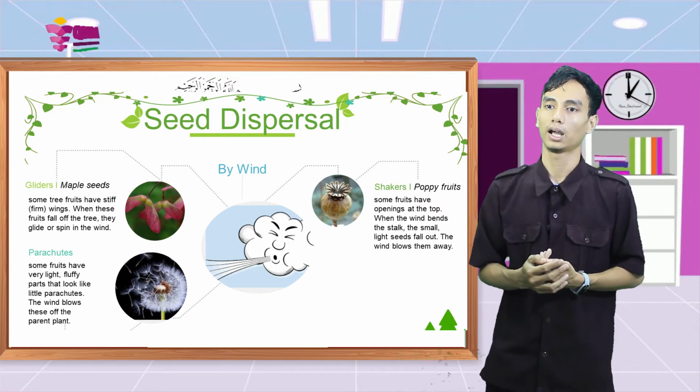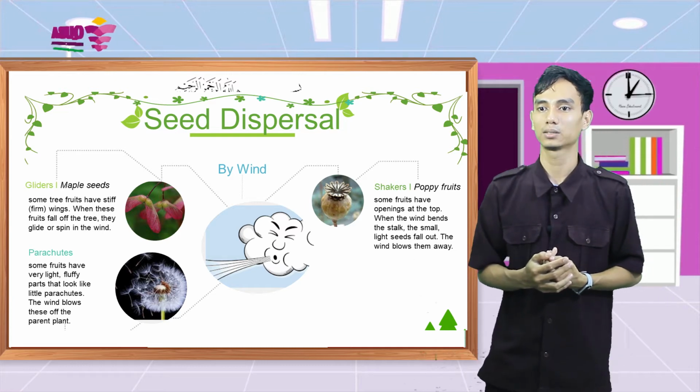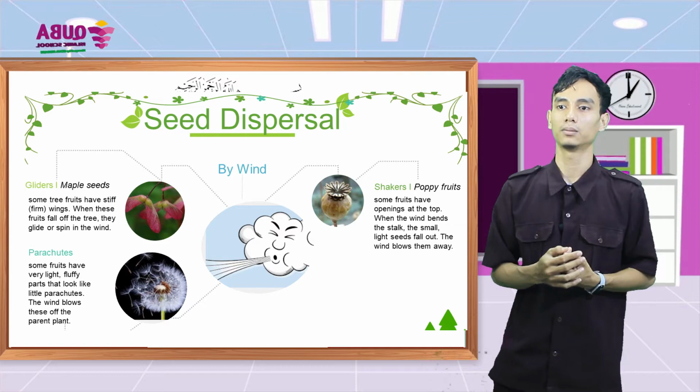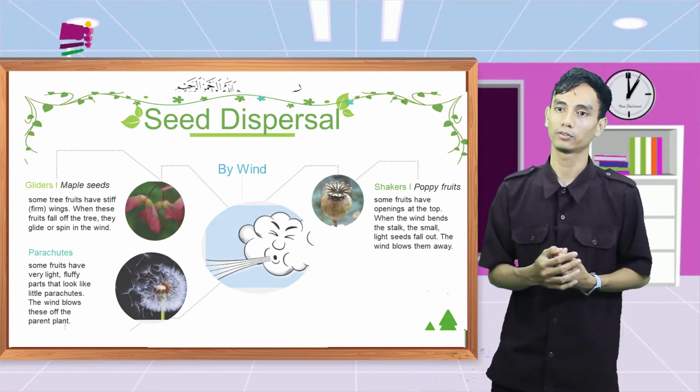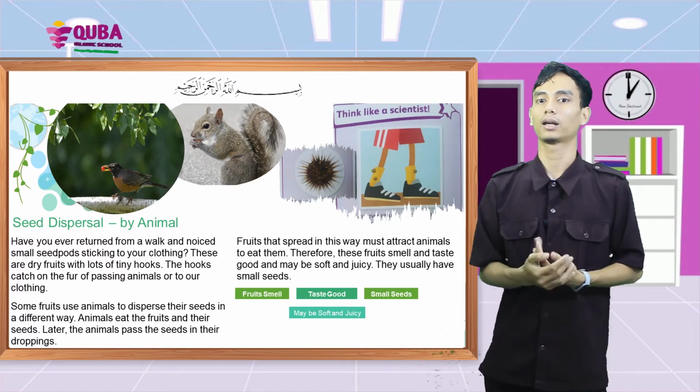Some fruits have openings at the top. When the wind bends the stalk, the seed falls out. The wind blows them away. For example, poppy fruits. And then, seed dispersal by animals.